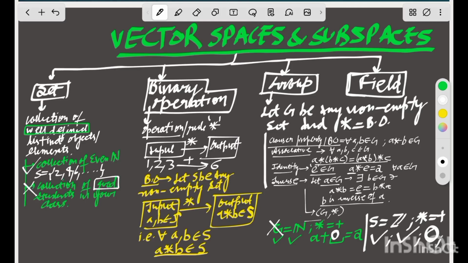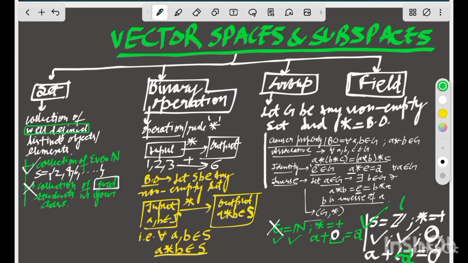Fourth is the inverse property. Let A be any element of the set G, which is the set of integers. We have to find the element whose sum with A equals the identity. The identity is 0. What is that element? Minus A. That is, 1 plus minus 1 is what? 0. So minus A is the inverse of any element A. This implies every element has an inverse, which is minus A. All four properties are satisfied, therefore it forms a group.